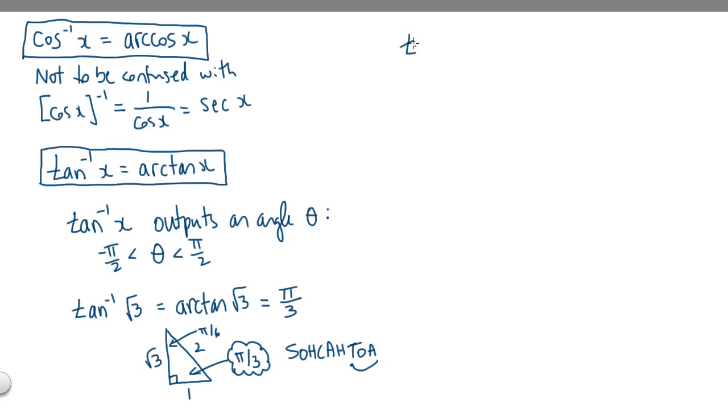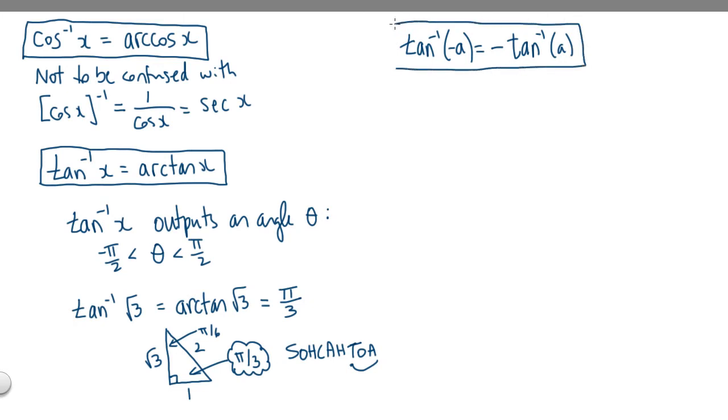Now, if we need to calculate arctan of a negative number, we have a similar property as we saw with the arc sine function. That negative can just come out in front. And we get negative arctan of A. And that works in general for all real numbers. So we'll just put that fact in a box, a general fact that we can use for any of our calculations.